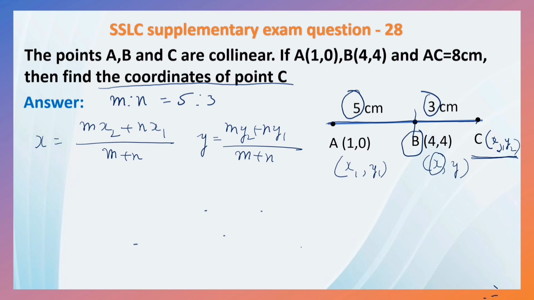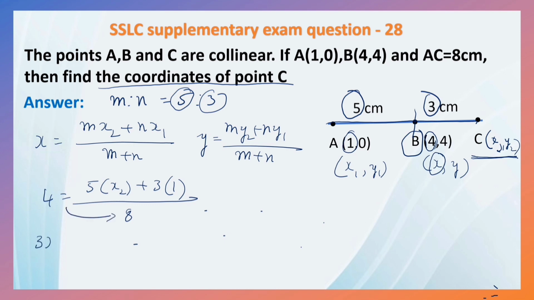Now let us substitute the values. x is 4, m is 5, x2 we have to find out, n is 3, x1 is 1, so 4 equals (1 by 5 plus 3), that is 8. Now cross multiply, this is 32 equals 5x2 plus 3. So 5x2 is equal to 32 minus 3, that is 29. It implies that x2 is equal to 29 by 5. So the x coordinate of C is 29 by 5.